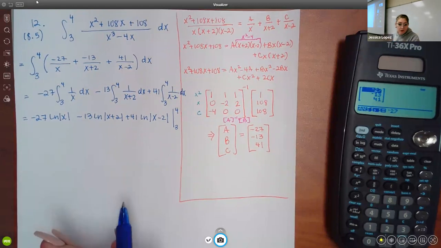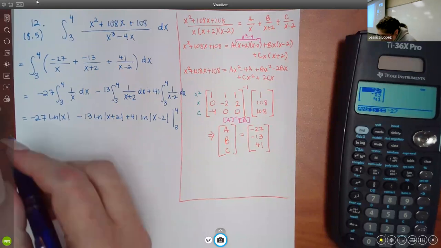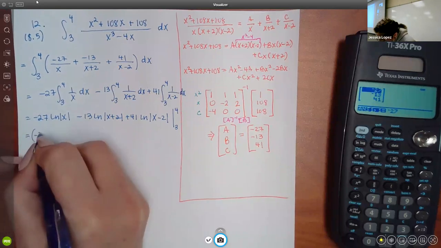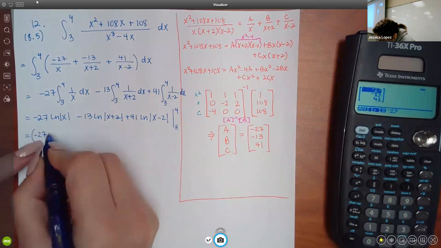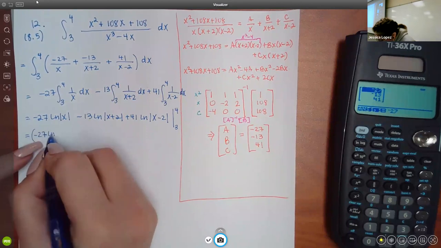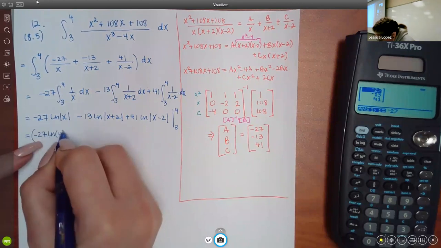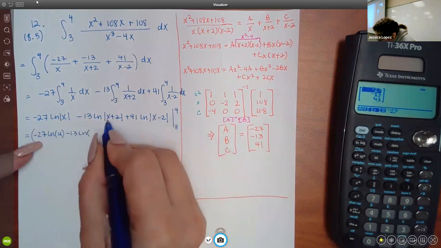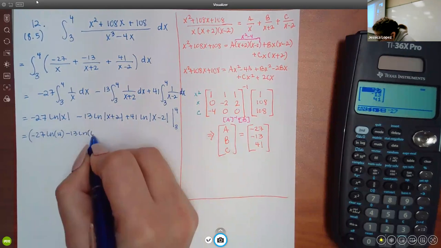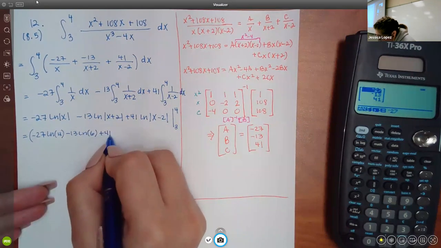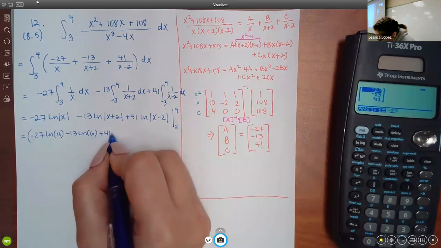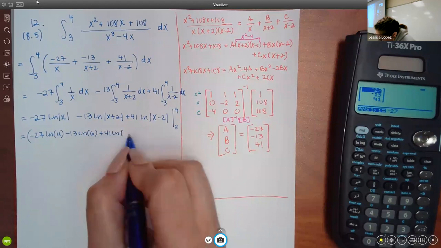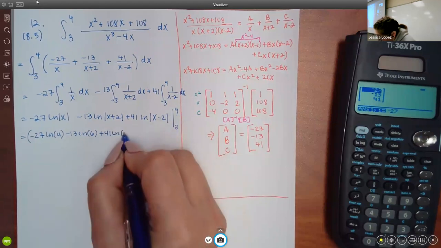Then when I plug in my fours and my threes, we'll see what we all get. So we'll get negative 27 ln of 4, and 4 is positive, so I don't need the bars. Here it would be 4 plus 2, which is 6, so I don't need the bars. Only if it's negative, it would have to turn positive, right? And then 4 minus 2 is 2, I don't need the bars.